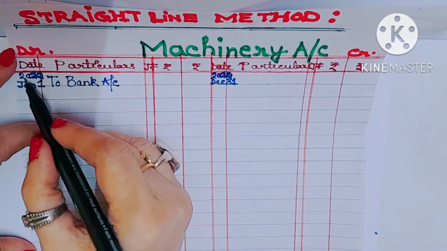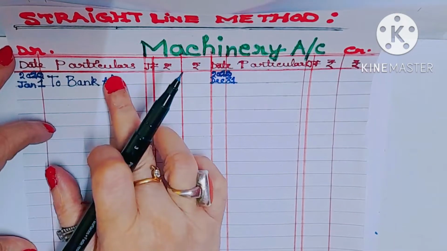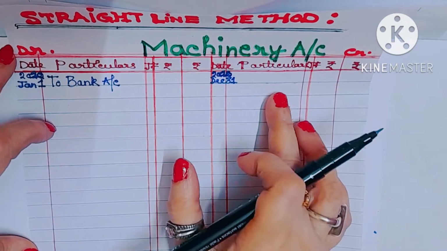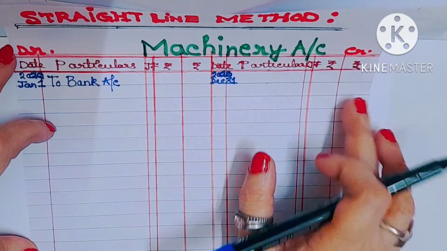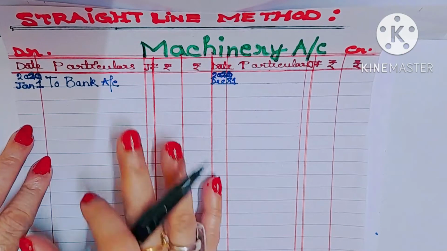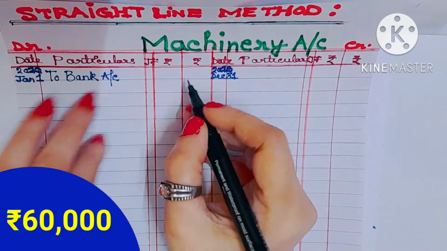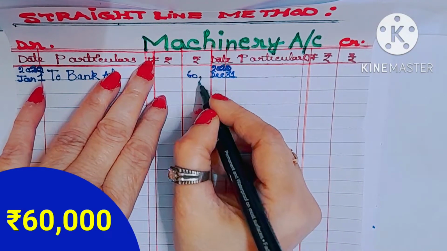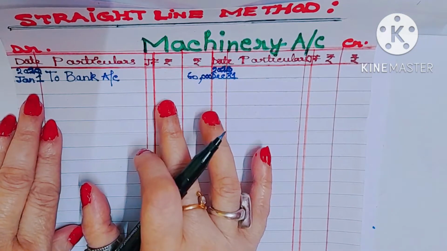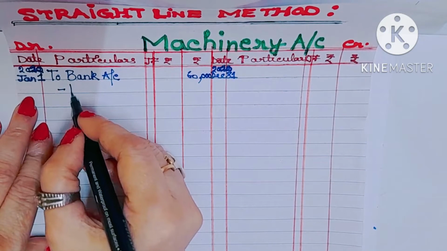We'll have to write 2010 January 1st, date, particulars, journal folio, 2 amounts column, date, particulars, journal folio, 2 amounts column, debit, credit. This is a ledger account, nothing else. And we are doing ledger posting. Understood? So, what is the amount? 60,000. We'll write in the outer column because there is no other additional charges for purchasing the first asset. And we'll write dash purchases.